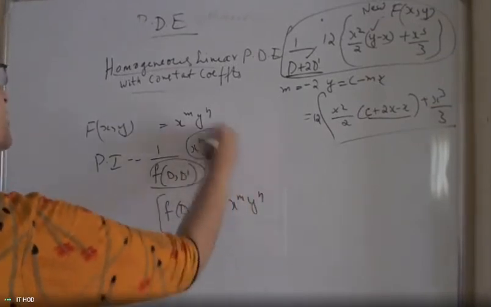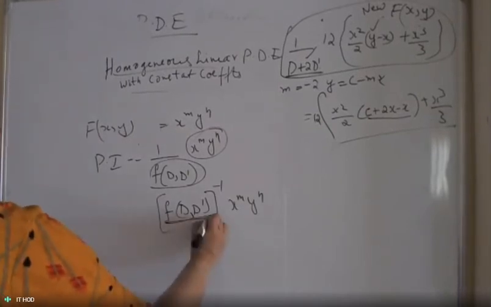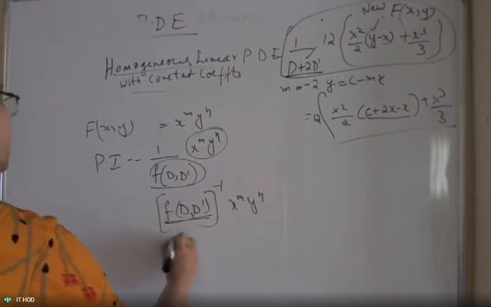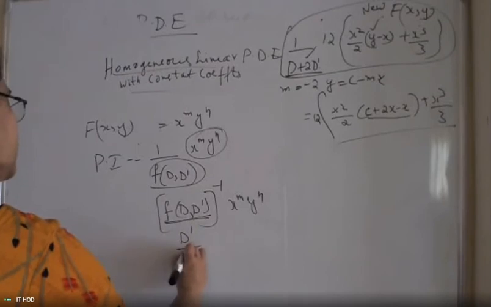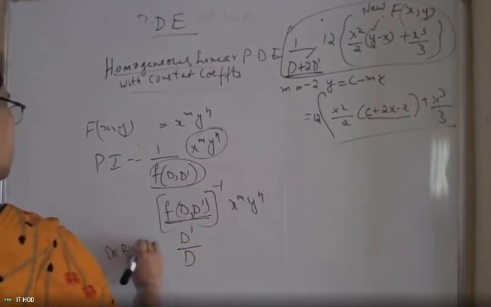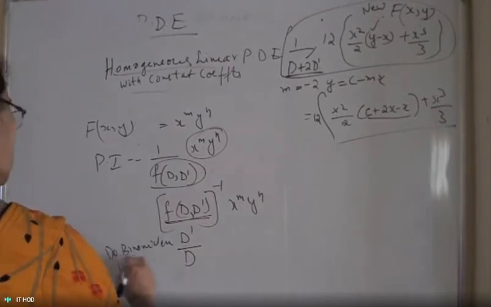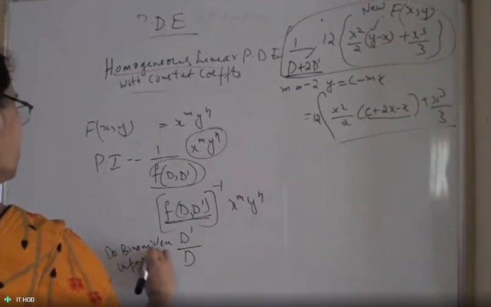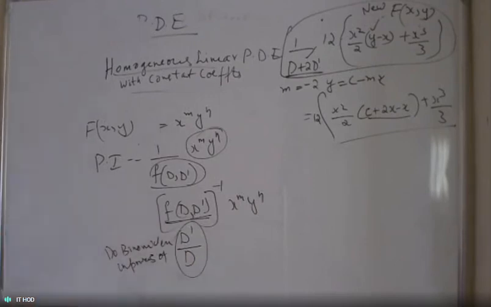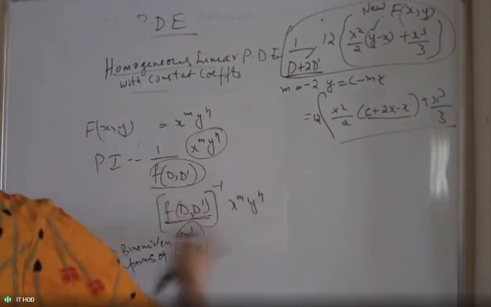For this f of x, y, we are going to do the binomial expansion in powers of D dash by D. That is very important, D dash by D. Once you get the expansion, simplify, and you will get the answer.